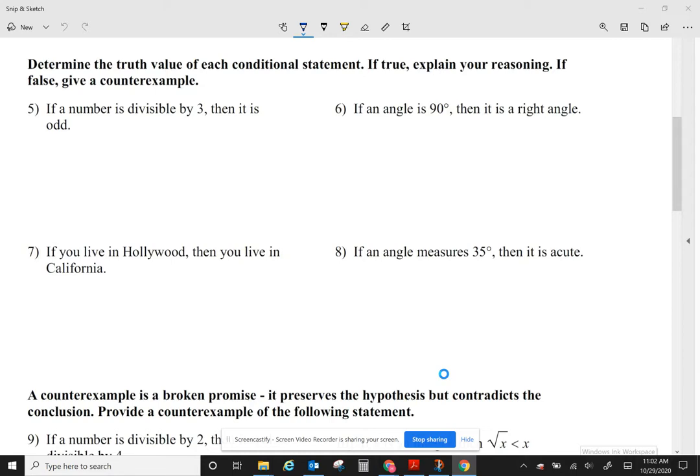Reading the instructions, it says, if true, explain your reasoning. If false, give a counterexample. So I'm going to determine the truth value of the conditional statement. If it is true, I will explain why it is true. If it is false, I'm going to give a counterexample. A counterexample is basically a case where the if part, the hypothesis, is true, but the conclusion is not. So once again, the counterexample is when the hypothesis is true, but not the conclusion.